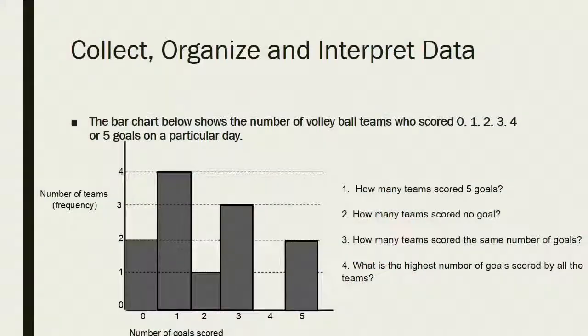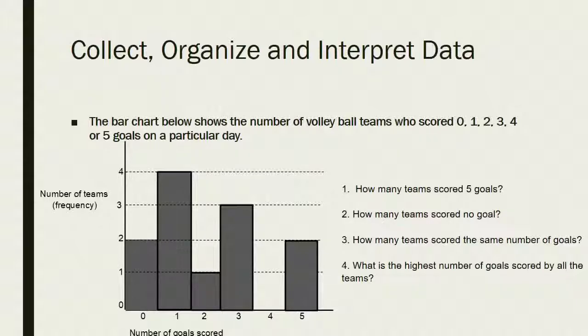So the first one, we have a graph. It's a bar chart, and it shows the number of variable teams who scored from 0 to 5 on a particular day. So you have the number of teams, and then you have the number of goals that they have scored. In such a way, you are supposed to know, if I'm given this graph, how am I supposed to interpret it? How can I read it? If they say read this graph, how do you understand it? Can you be able to do it?